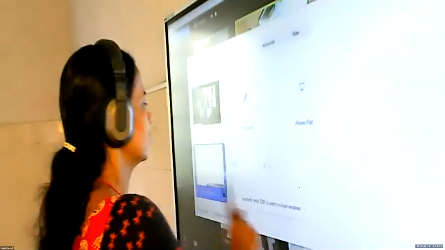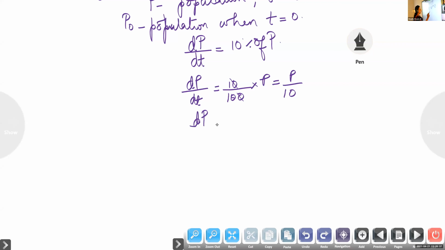So look at here. Here it is of the form dP by dt is equal to P by 10. So what we can do? We can separate the variables. When you cross multiply, we can take P to the other side and dP here. So dP by P is equal to 1 by 10 into dt. Is it okay? Next step what we can do?